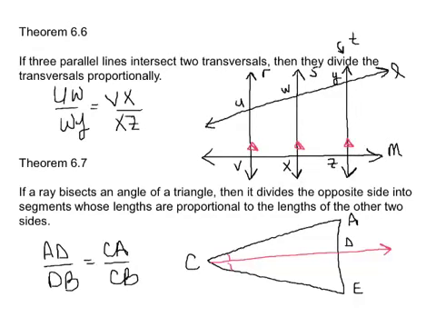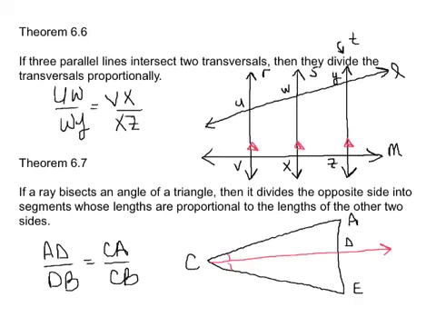All right, moving on to lesson 6.5, part 2. I have 2 more theorems for you. Theorem 6.6. If 3 parallel lines intersect 2 transversals, then they divide the transversals proportionally.